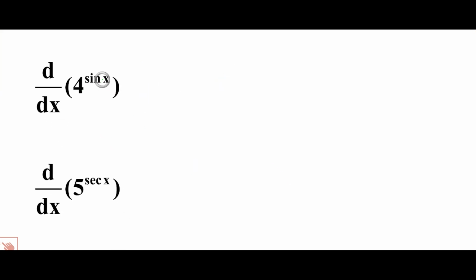For example, the derivative of 4 to the sine of x is equal to 4 to the sine of x times ln of 4 times the derivative of sine of x, which is cosine of x.